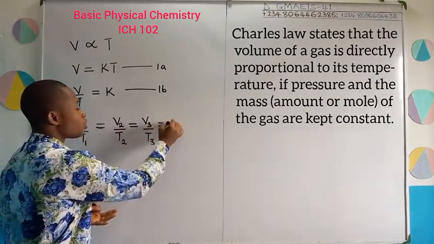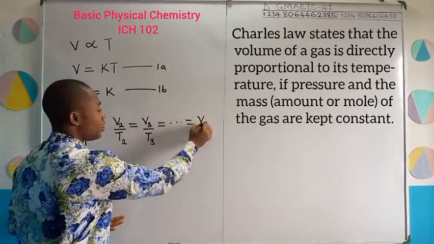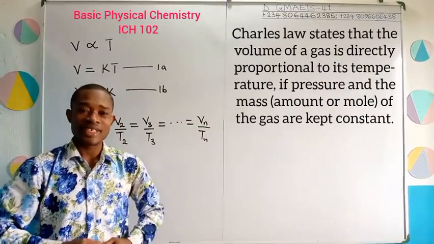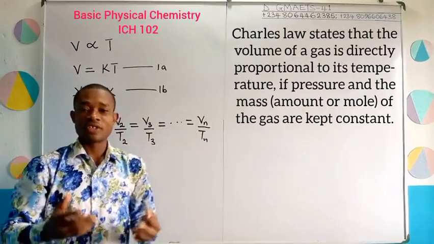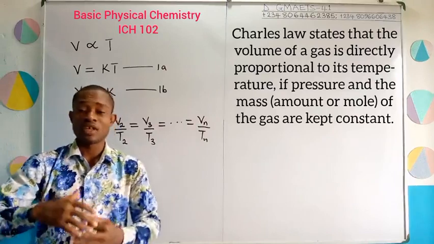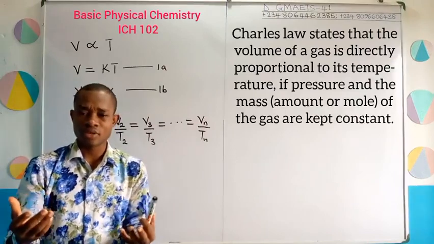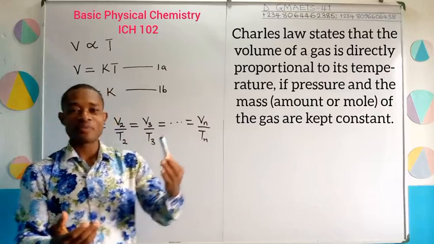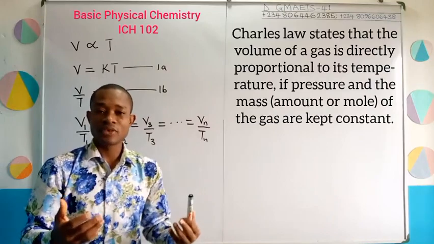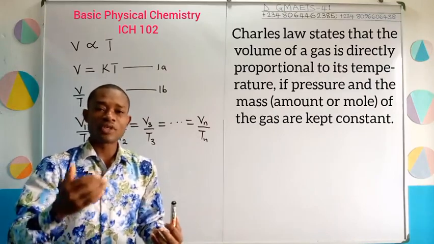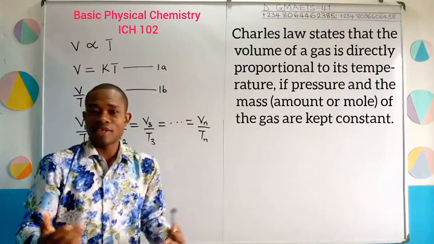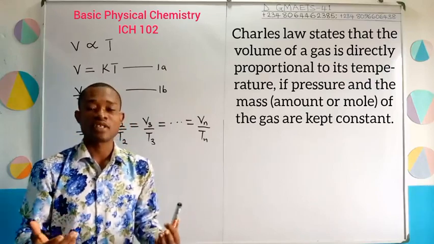It can go down continuously to Vn over Tn, depending on the number of states that the gas can exist in. If we say the volume of the gas when the temperature is 10 degrees Celsius is, say, 50 cm³, and the temperature decreases to, say, 5 degrees Celsius, the volume is also expected to decrease from that 50 cm³ to any value. Let me assume 35 cm³.